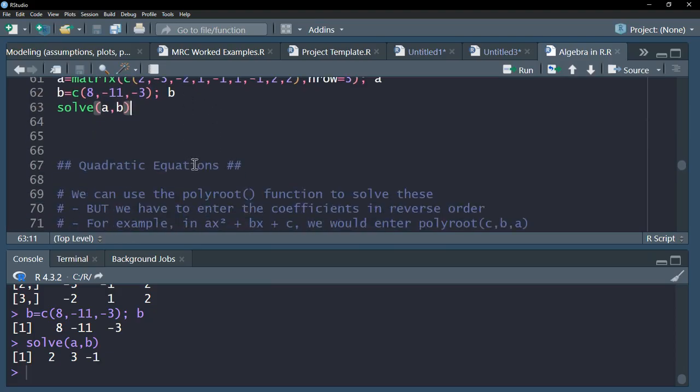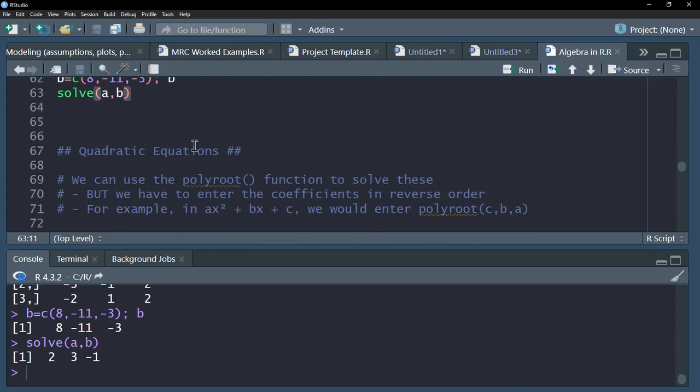I'll cover one more topic, which is quadratic equations. Now, when solving a quadratic equation, we're typically trying to find the roots. If we're solving for X, we're trying to figure out where the equation intersects the X-axis. We can use the polyroot function, so polynomial roots. That's what that means. Somewhat obnoxiously, though, we're going to have to enter the coefficients in the opposite order than we would naturally think of it.